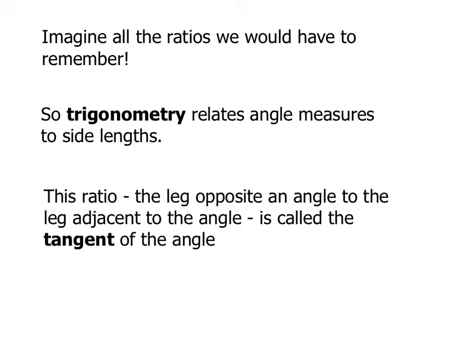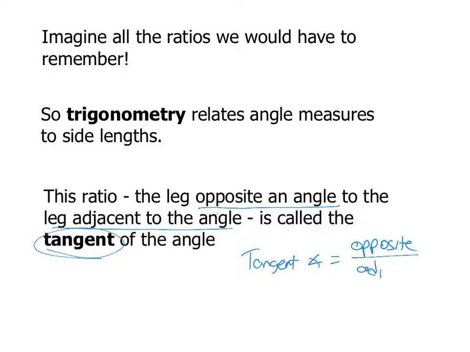And this ratio that we just used, the leg that's opposite to the leg adjacent to the angle, we call that the tangent of the angle. So the tangent of an angle is equal to the opposite side divided by the adjacent side, whatever that ratio is. And don't worry about writing that down right now because I'm going to get to a whole bunch of these ratios in a second.